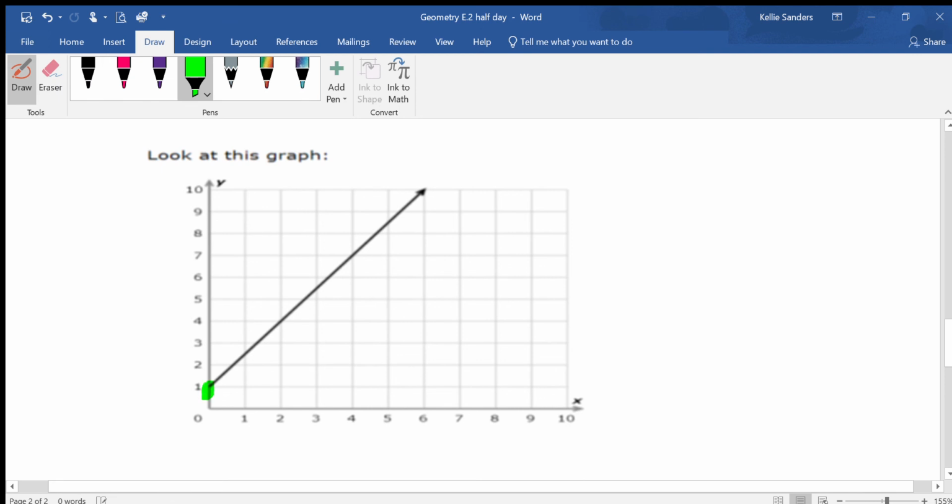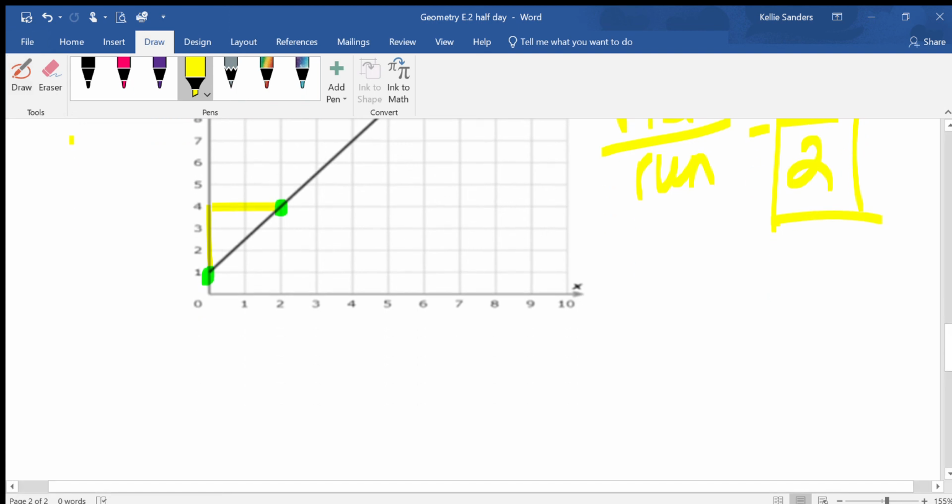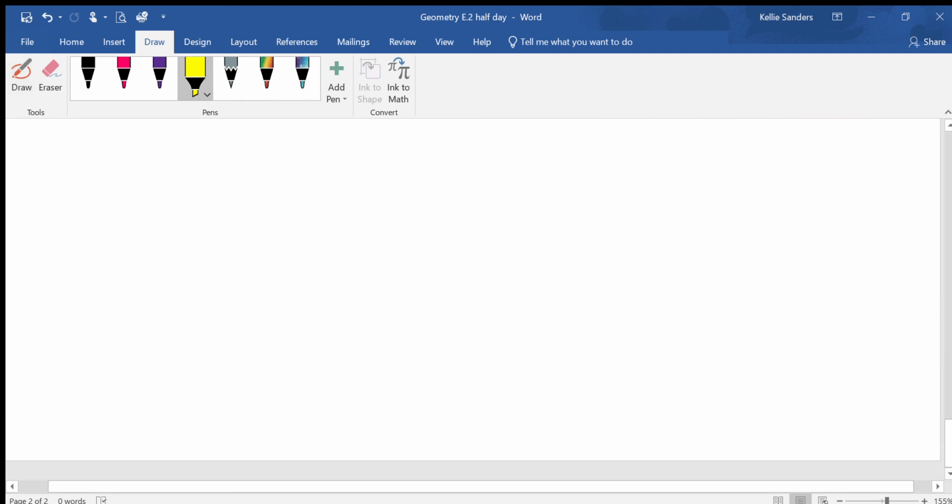Here's a point, and here's another point. No, I think I'll stick with the green. Okay. So to get from here to here, from 1 to 4, rise over run. From 1 to 4 is 3, and then from 0 to 2 is 2. 3 over 2 is reduced, so 3 over 2 is your answer. That's it.